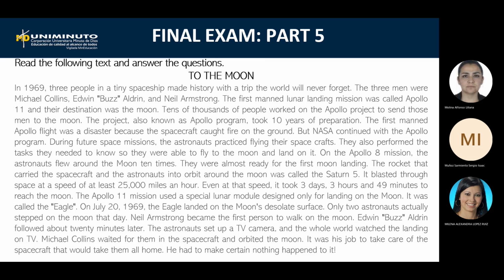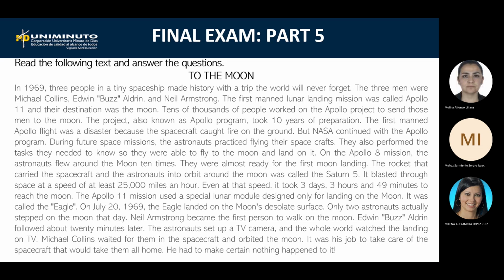It blasted through space at a speed of at least 25,000 miles an hour. Even at that speed, it took 3 days, 3 hours, and 49 minutes to reach the moon.